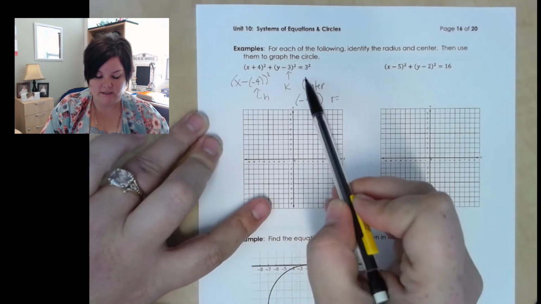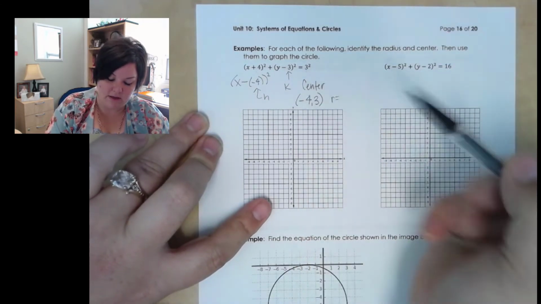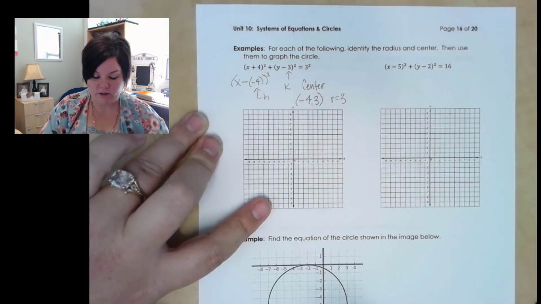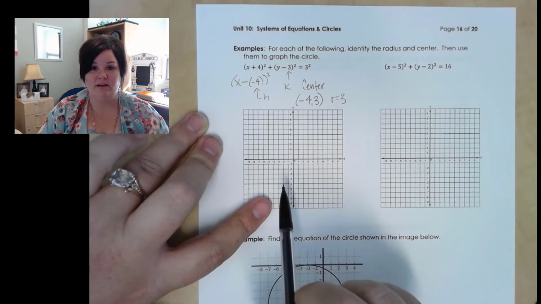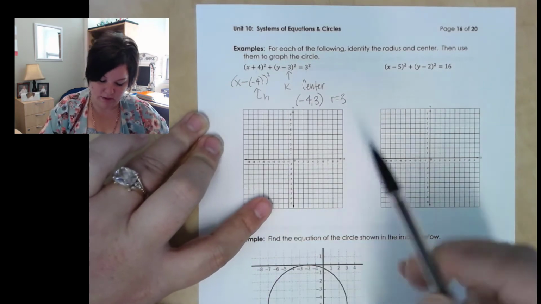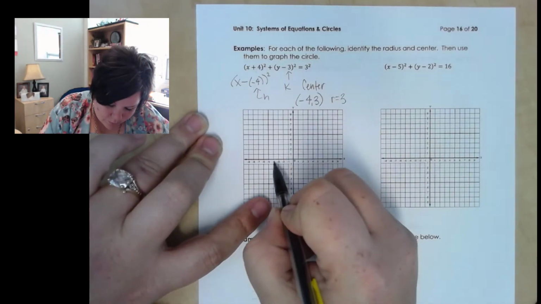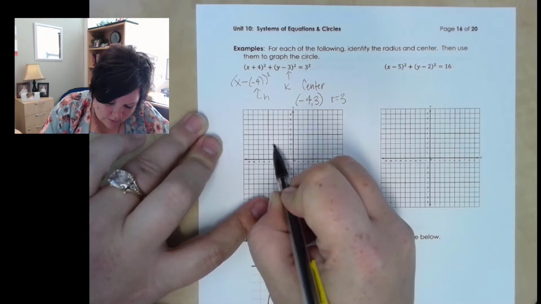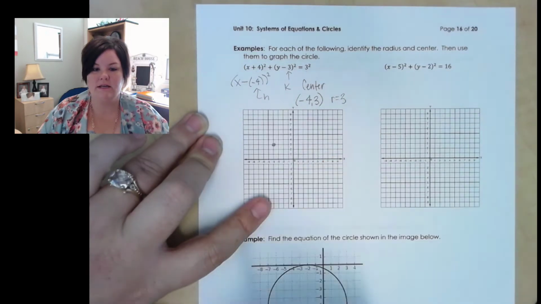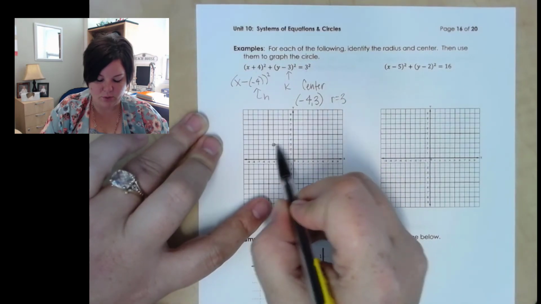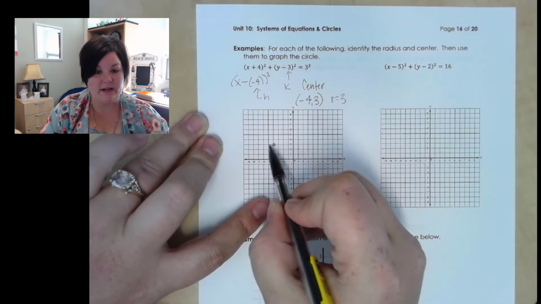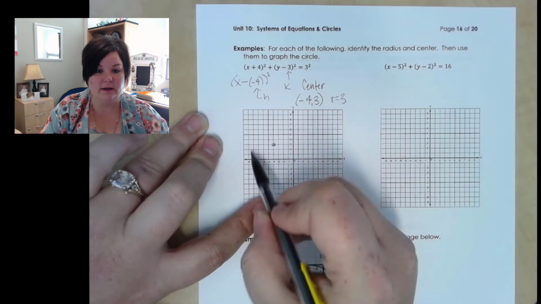So if this is our radius squared, then our radius has to be 3. Okay. Once we've identified our center and our radius, now we should be able to graph it. So we go ahead and plot that center point, which is at -4, 3. I'm going to go ahead and plot that center point. And then we know our radius is 3. So that basically means we want to go out 3 in all directions, right? So we can get a nice circle around this.